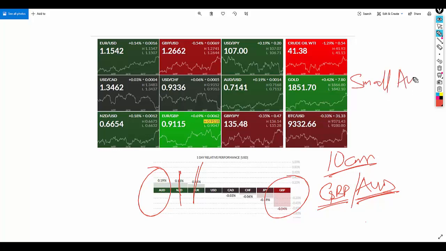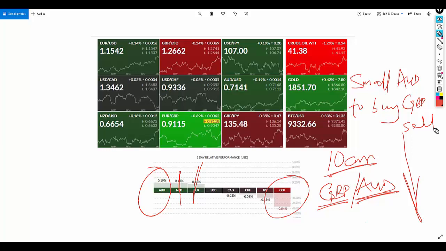AUD to buy pounds. That means what happened? The market will go down. That means we need to sell. This is a sell direction. We need to go to sell.